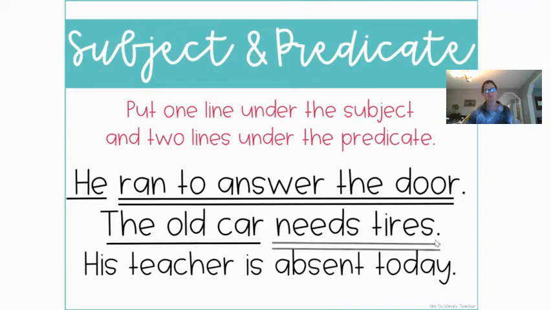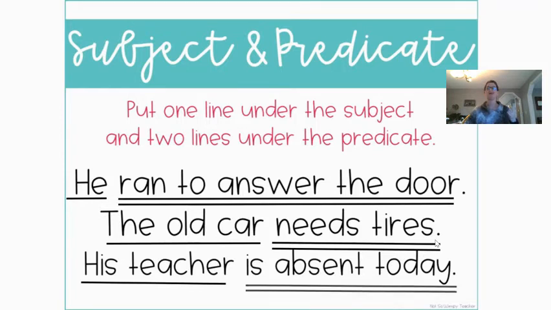And what's the predicate? Well, it needs tires. Okay. His teacher is absent today. Who is the sentence about? Who is the subject of the sentence? His teacher. And what's the predicate? What do they do, or what are they? Absent today. That's the predicate.